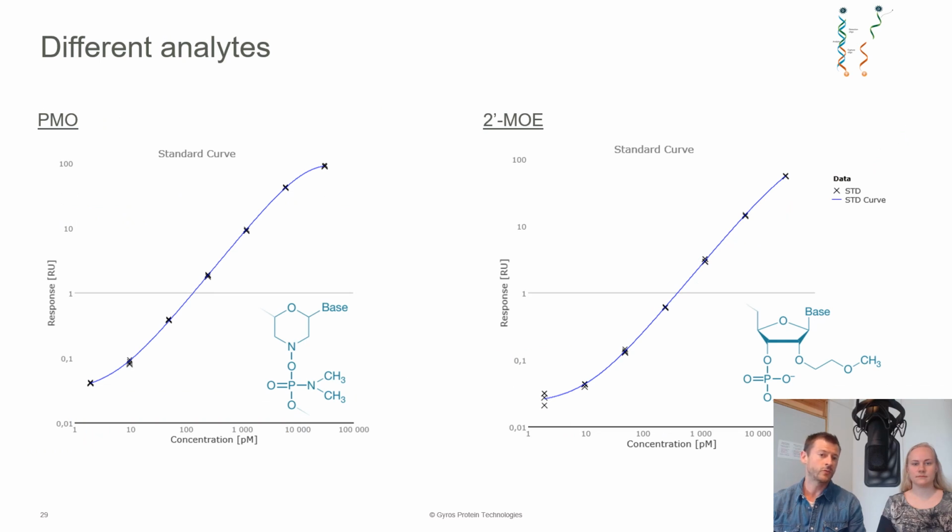We also had the possibility to test different chemistry of our oligonucleotides. First, all the data were generated with the PMO chemistry, and we tested the same protocol using the 2-methoxyethyl chemistry. You can see the results are pretty much the same. The sensitivity is really good, and the dynamic range is quite equivalent for both. But we could consider that if we want to use the 2-methoxyethyl, we could optimize the assay a bit for better precision, for example, at the low part of the curve.